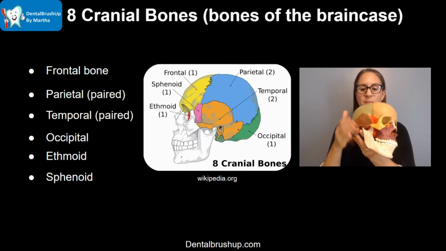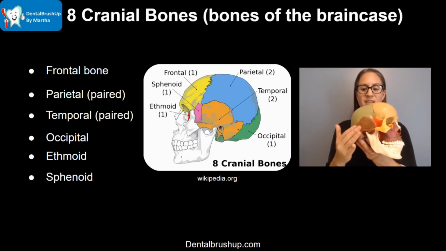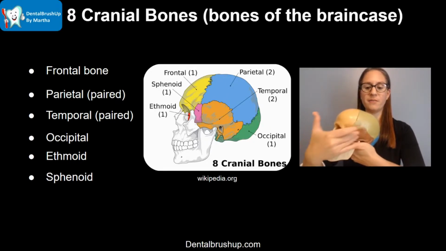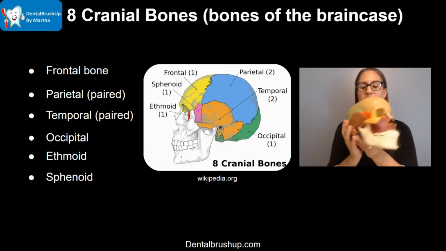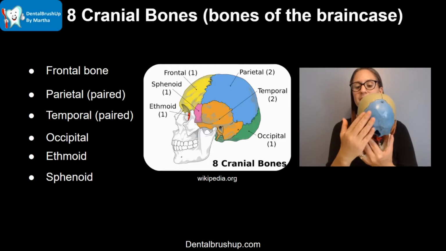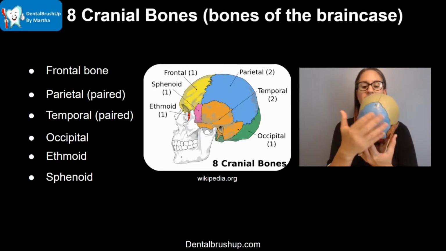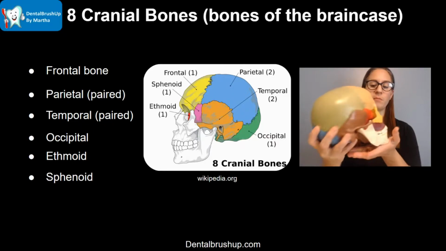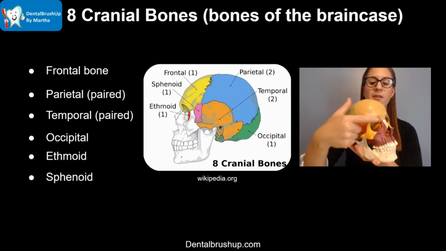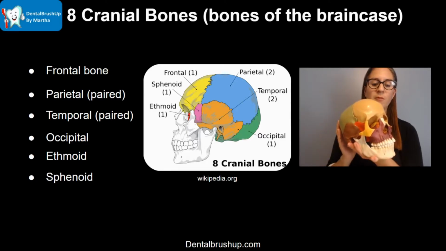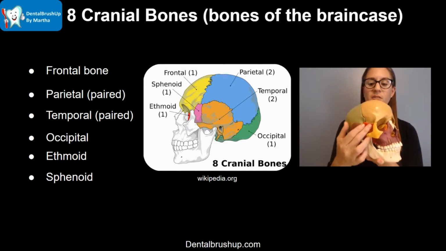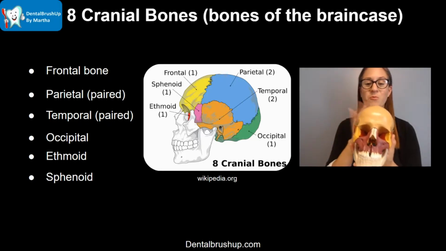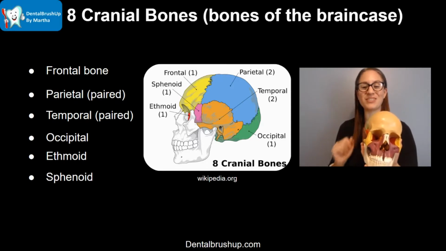You have also the temporal bones, which are located on the sides of the skull, and they are paired. And we also have the occipital bone, which is located right on the back of the head of the skull. Now, you also have the ethmoid bone, which is located right here, right behind the lacrimal bone. And we also have the sphenoid bone, which can also be seen on the sides of the skull. This is part of the greater wing of the sphenoid bone. So we're going to explore each one of these bones individually.